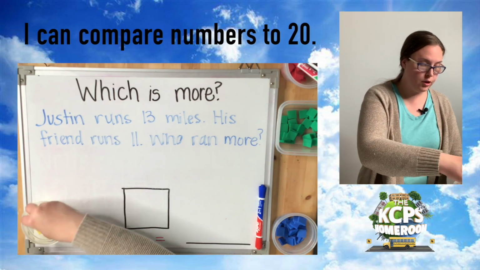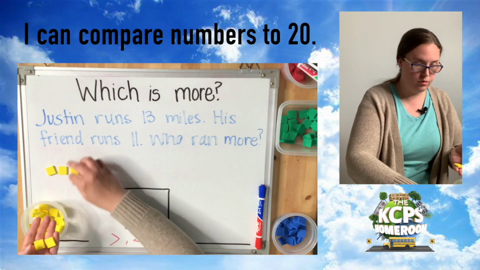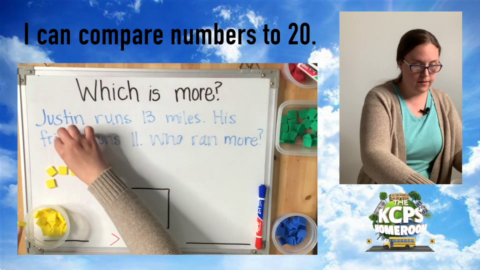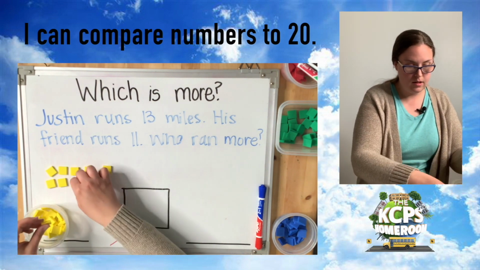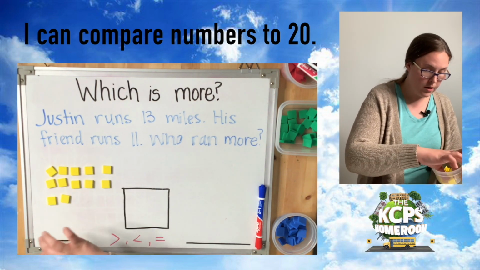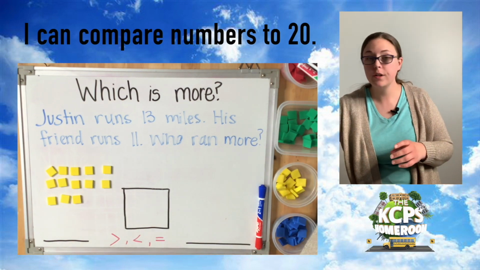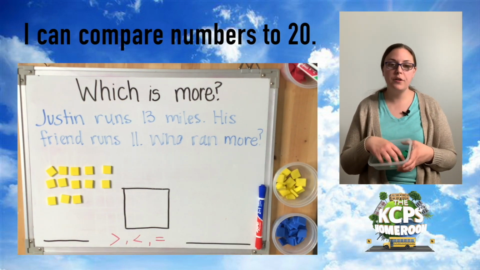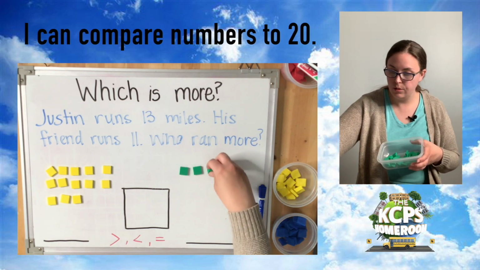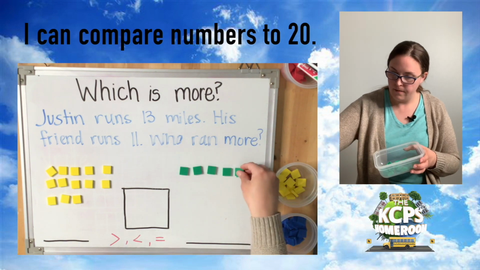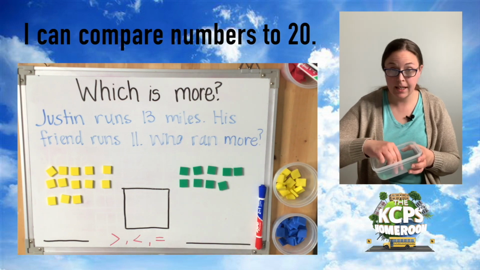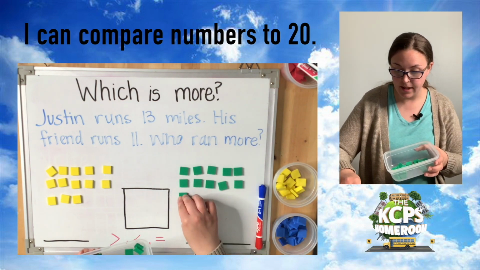So Justin ran 13. 1, 2, 3, 4, 5, 6, 7, 8, 9, 10, 11, 12, 13. We're going to use the green counters to model how far his friend ran. His friend ran 11 miles. So 1, 2, 3, 4, 5, 6, 7, 8, 9, 10, 11.